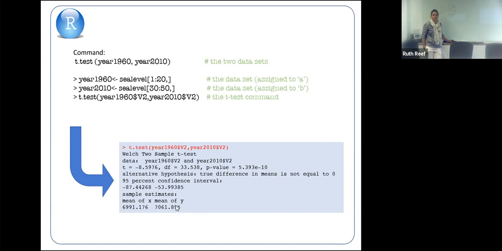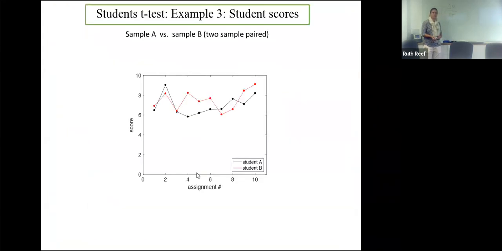And this was the mean of X, the mean of Y. That's giving us a little bit more information, but really what we need to know is that we rejected the null hypothesis. We accepted the alternative hypothesis of H. I'm going to give another example.